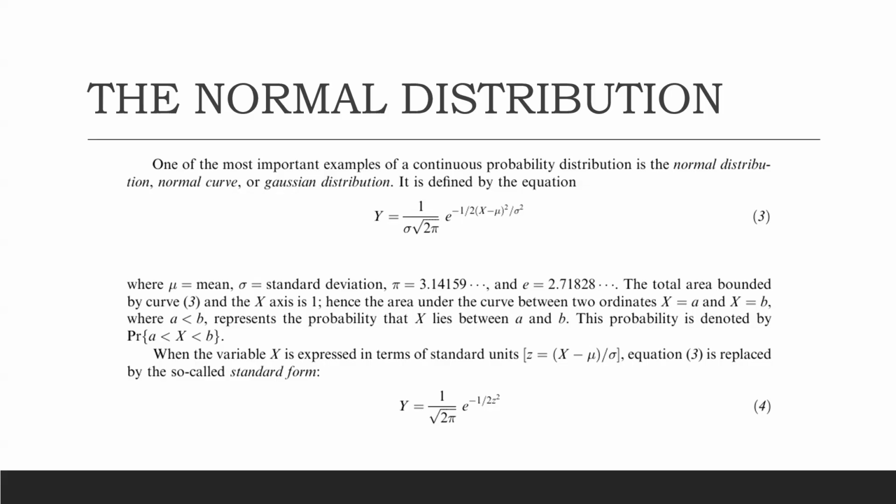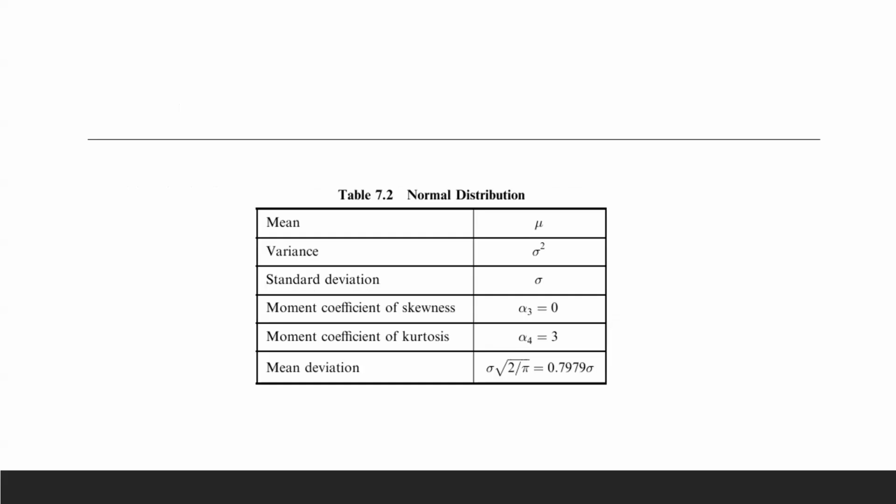Normal distribution. The equation is enough. Those things are the parameters for the normal distribution. How to calculate the mean, variance, and standard deviation is the same as for the binomial distribution.